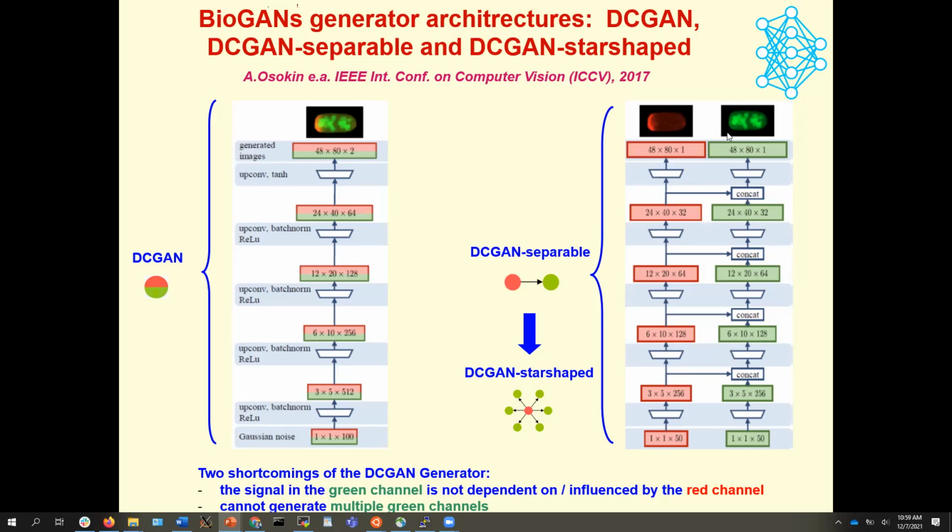Okay, so we discussed the improvements that were made to the generator of the BioGANs network in order to allow generation of multiple channels simultaneously, multiple green channels, and to make sure that those channels will be synchronized. They will correspond to the same stage of the cell growth cycle. Now let's look at what kind of improvements were done to the discriminator network.